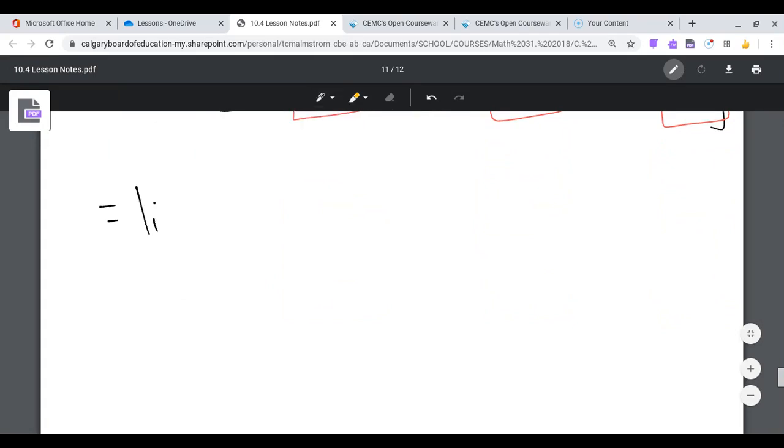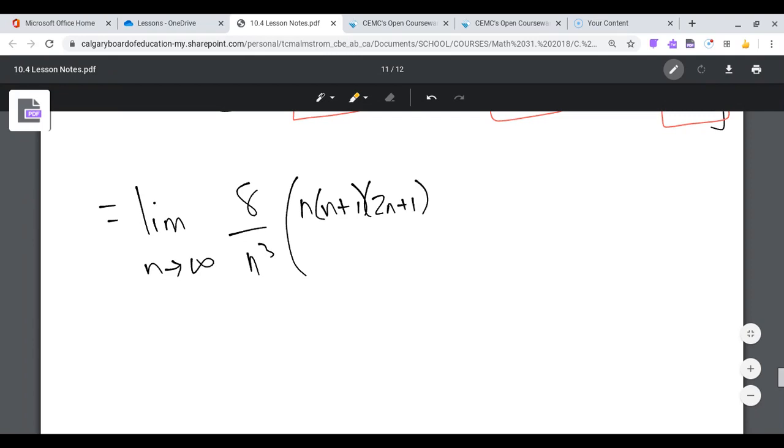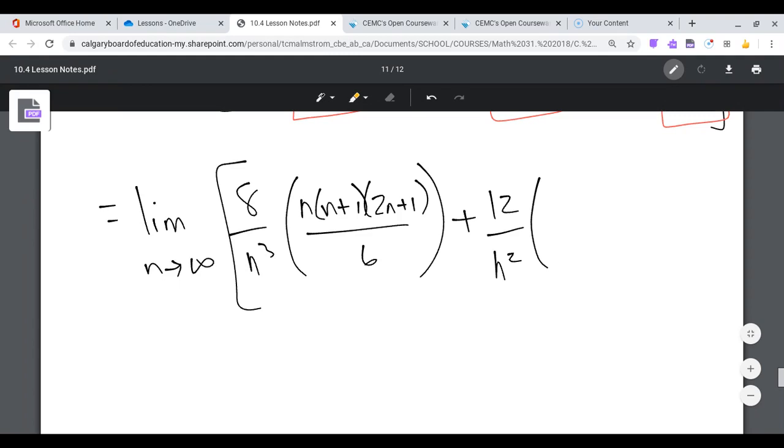So this is equal to the limit as n goes to infinity of, it's hard for me to read on an angle here, 8 on n cubed times the first formula, which is n times n plus 1 times 2n plus 1 on 6. That's your i squared. I'm still evaluating the limit on all of these. Plus 12 on n squared times the i sigma notation, which is n times n plus 1 on 2.